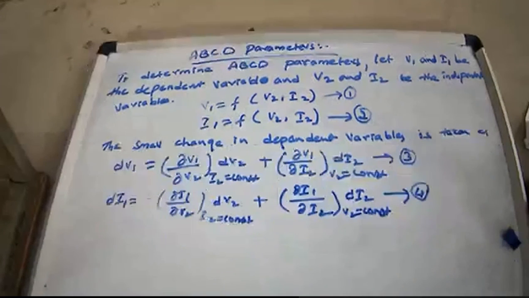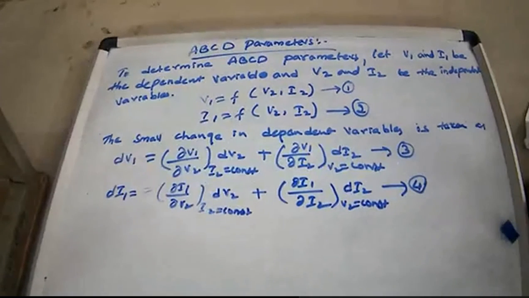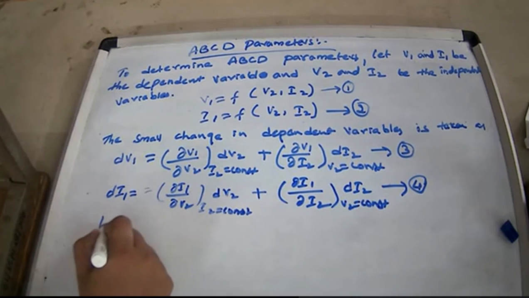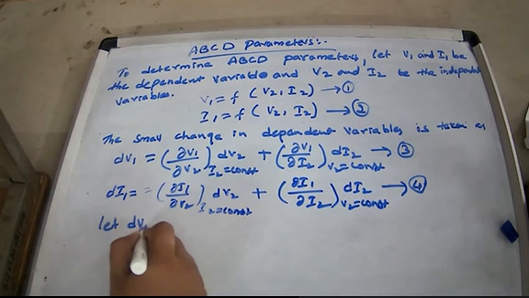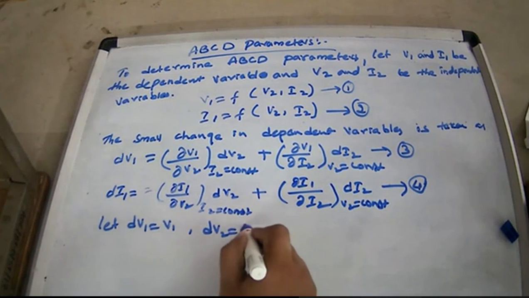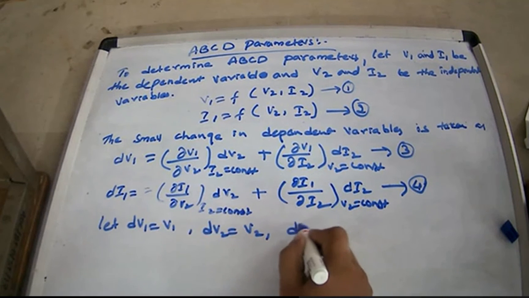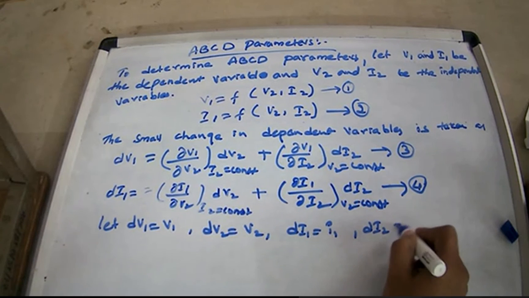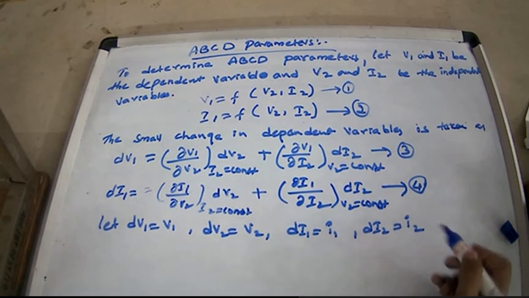Now we got equations 3 and 4. Let's use the same procedure to reduce equations 3 and 4 to the simplest form. We'll write the notations: let dV1 is equal to V1, dV2 is equal to V2, dI1 is equal to I1, dI2 is equal to I2.